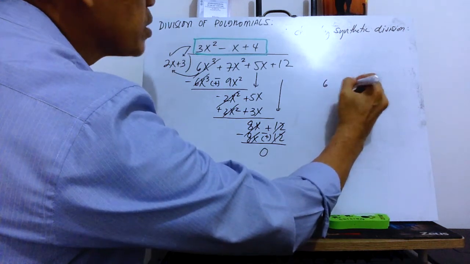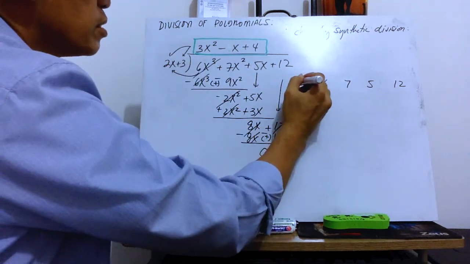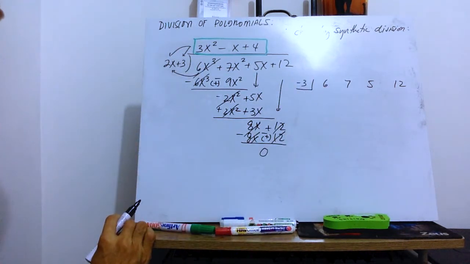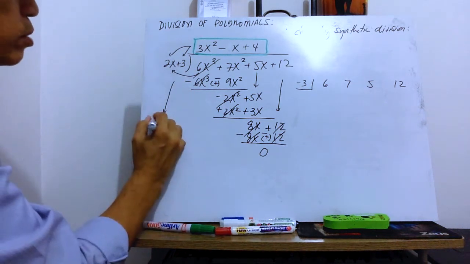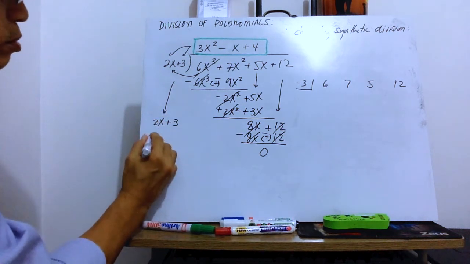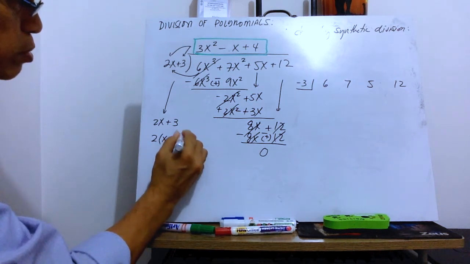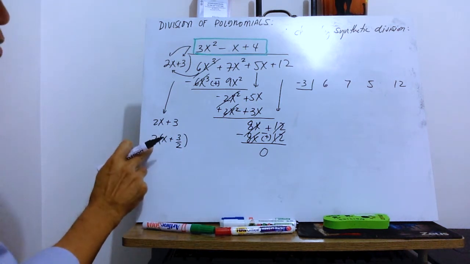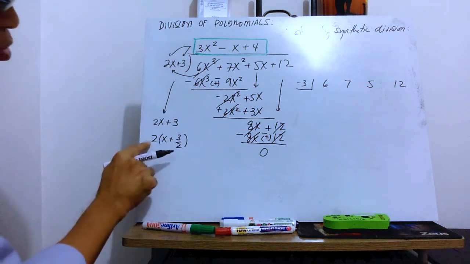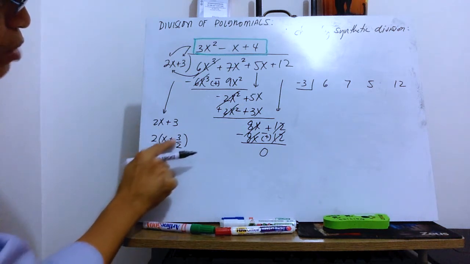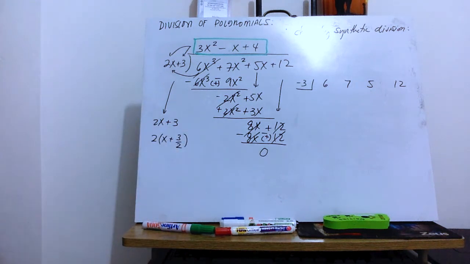6, 7, 5, 12. Do you think our divisor is negative 3? Nope. Here's what we do. We try to factor out the 2. Okay, and then this becomes x plus 3 over 2. Make sure that when you multiply 2 to x and 3 over 2, you'll get x plus 3. So 2 times x, 2x. 2 times 3 over 2, that's 3, because 2 will cancel out. Okay, that will give us 3.